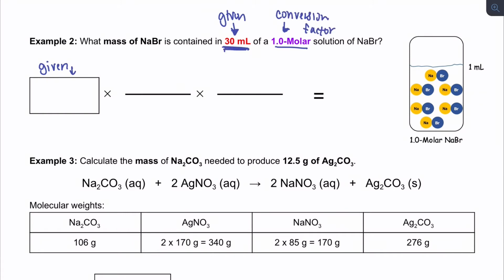We did the same color coding in the rest of the worksheet. So first things first, you put the given in the box: 30 milliliters of sodium bromide. And then we need two conversion factors as shown by these lines. The reason we need two conversion factors is because the question is asking you to convert from volume to mass.